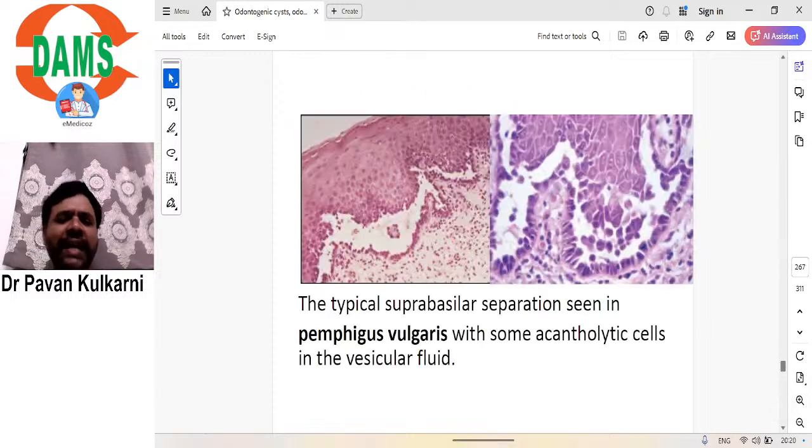Now this is a characteristic histopathology of pemphigus. The condition that we are discussing here is pemphigus, a very important condition where you can see a suprabasilar split. You can see the space above the basal cells, that is called suprabasilar split, and you can see those round cells in the split, that is nothing but your Tzanck cells.